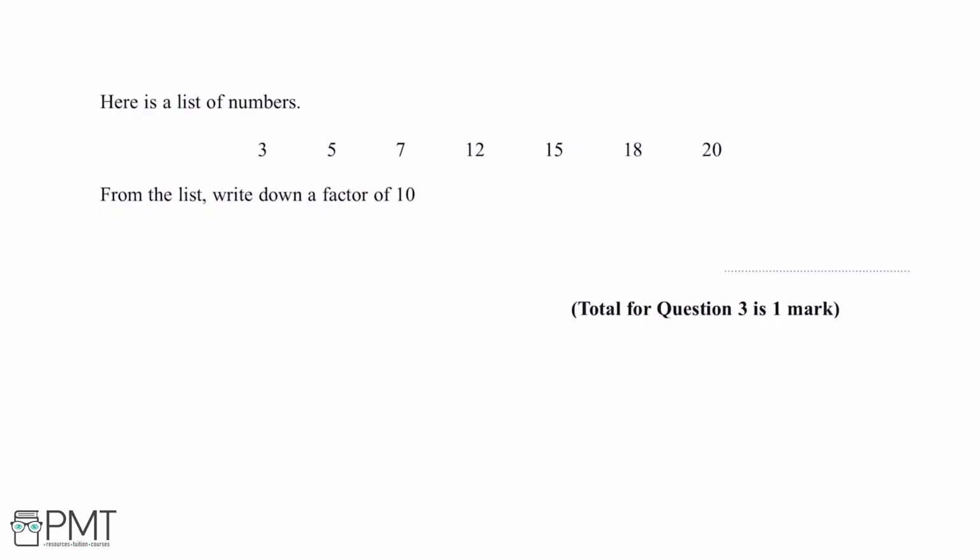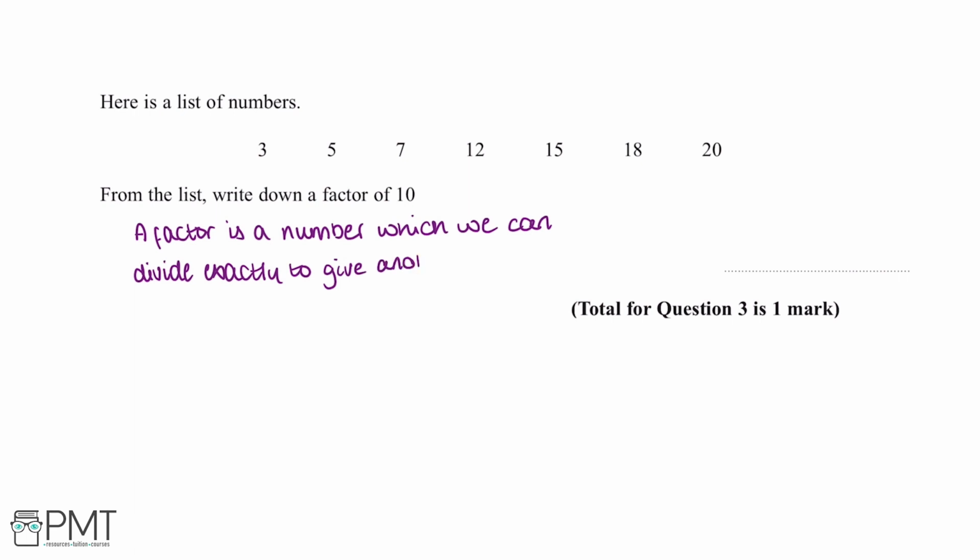Here is a list of numbers: 3, 5, 7, 12, 15, 18, 20. From the list, write down a factor of 10. So a factor is a number which we can divide exactly to give another number. So if we want a factor of 10, we want a number which we can divide 10 by to give a whole number. So what we can do is go through this list and see which of these will give us a whole number.